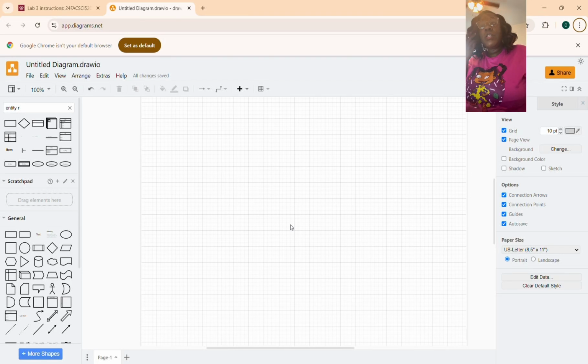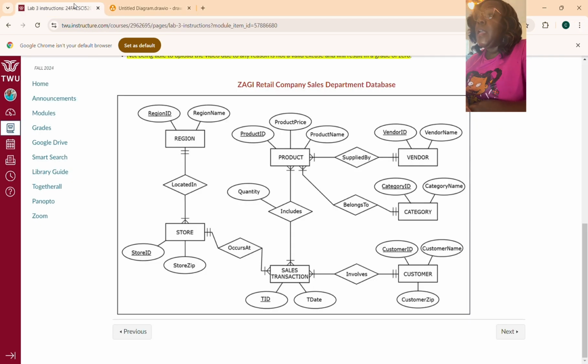My name is Shanice Lakebadian, and this is my lab 3. This is the database we're going to use to take it from an ER diagram to a relational schema. So this is what we're going to be using to do that.